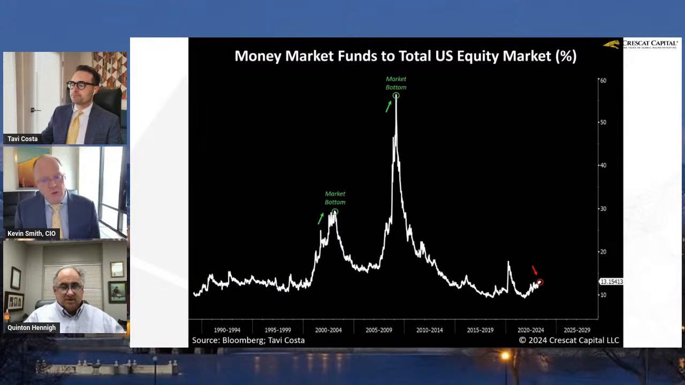Compared to the total U.S. equity market valuation, money market funds are actually at near historic low levels. At market bottoms, when we have record cash relative to equity market cap valuations, that's when there's record cash on the sidelines, like we had at the market bottom in 2002, like we had at the market bottom in 2009, not like we have today. This is not record cash on the sidelines, another risk for the markets today.